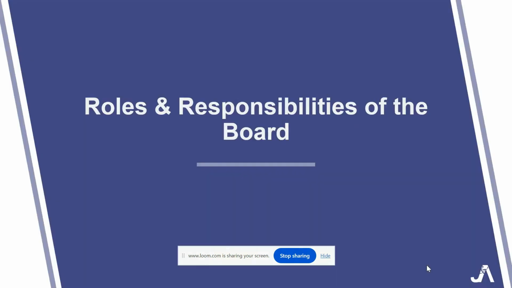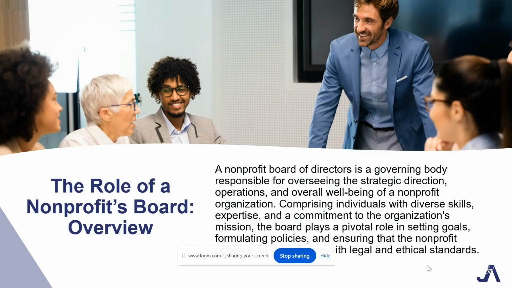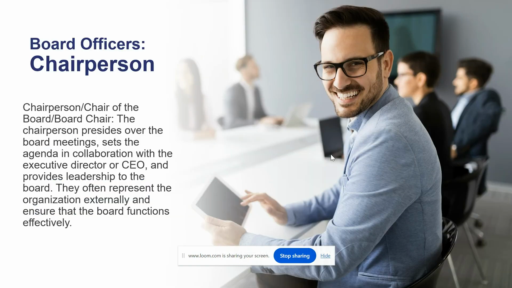Now, I want to talk a little bit about the roles of some of the members of the board, especially those three board officers. But the board members, of course, they have a fiduciary responsibility to the organization. They oversee the strategic direction of the organization. So a board should have strategic planning sessions. They should have a vision for the organization. So let's talk a little bit about the board officers again. So board president or chairman, board treasurer, and board secretary.